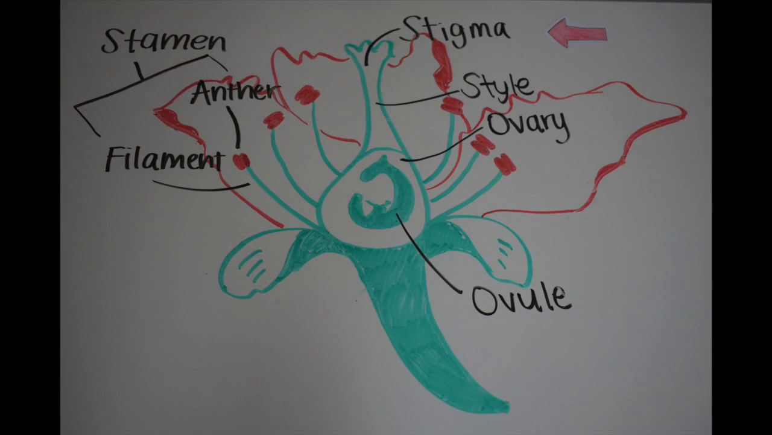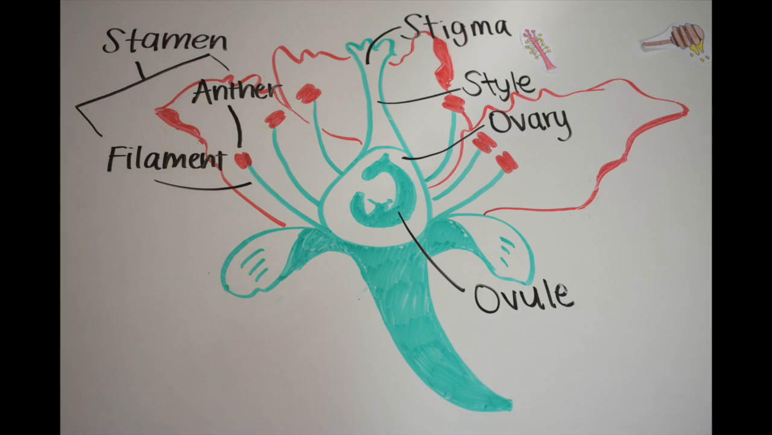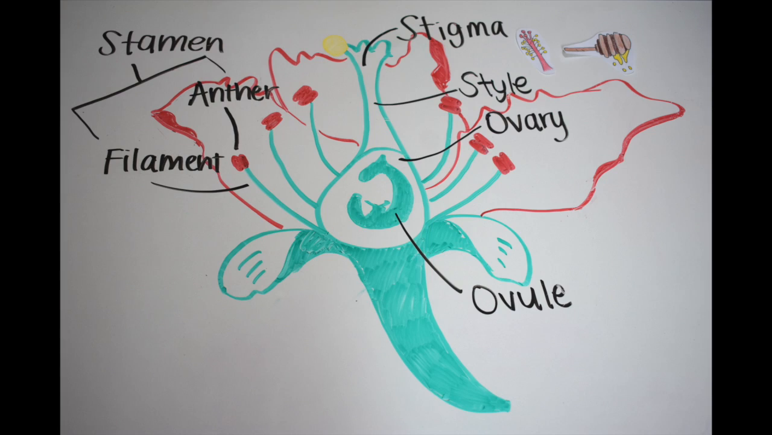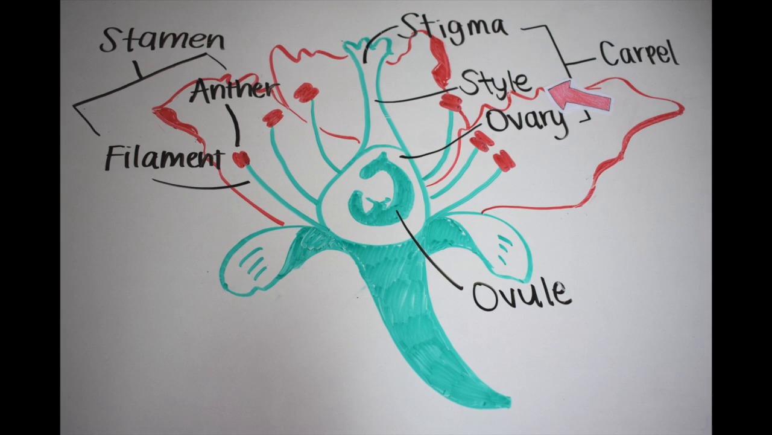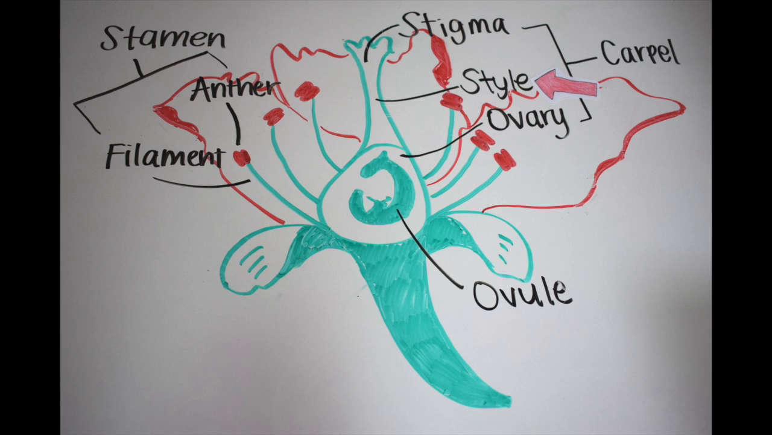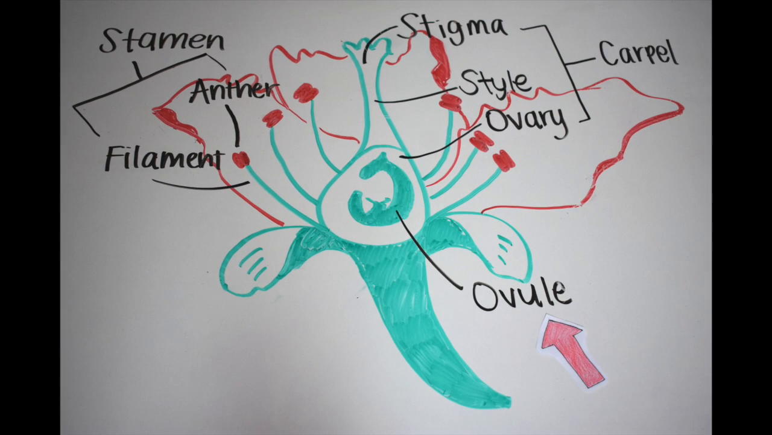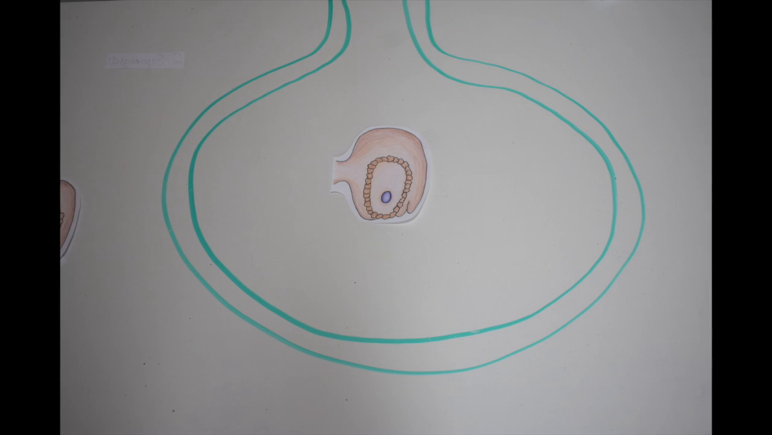First off, the stigma is located at the top of the style, most known to be a sticky structure because it captures the pollen. The ovary is the base of the carpel and connects with the style, known to be the long, slender neck of the carpel. Within the ovary are one or more ovules, depending on the species.